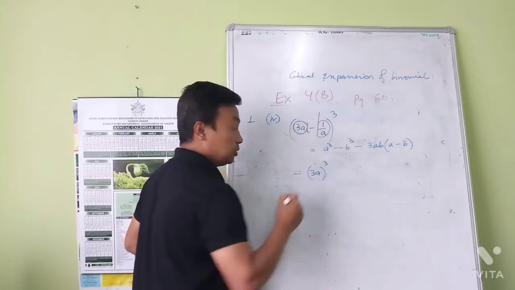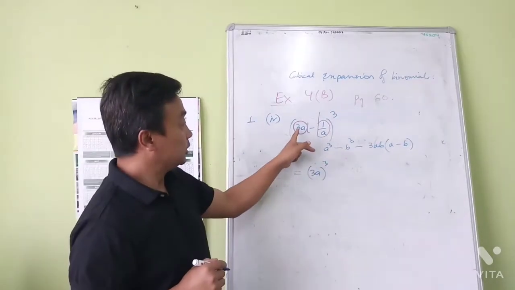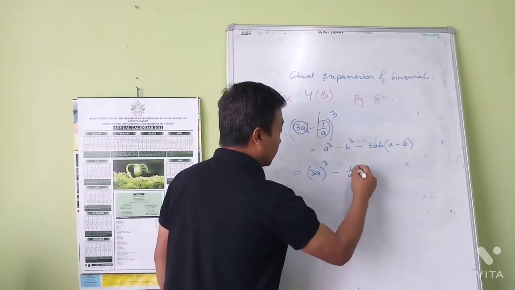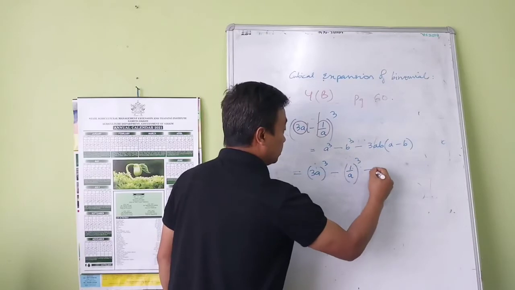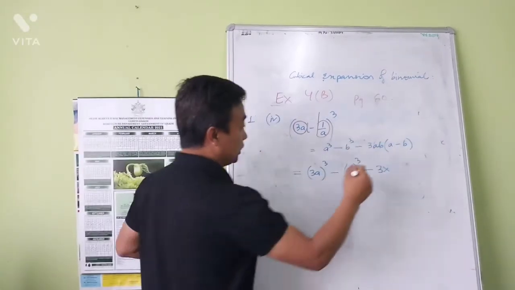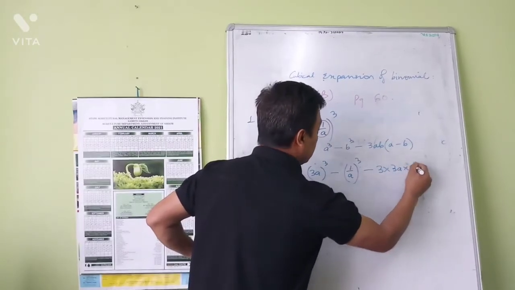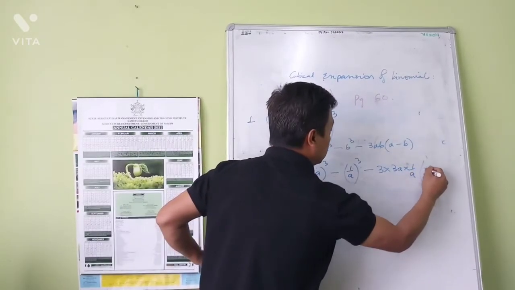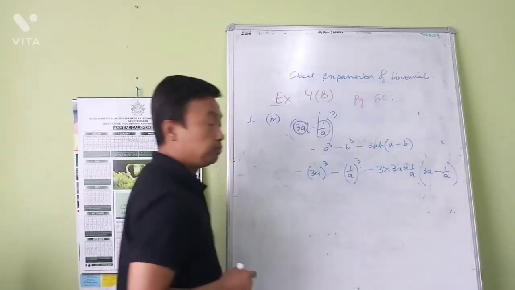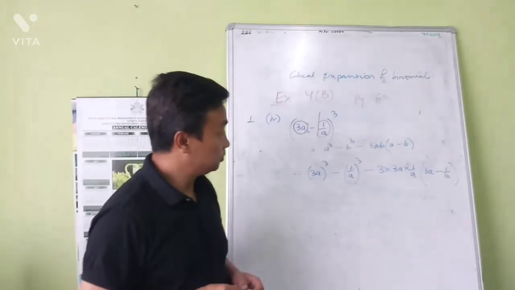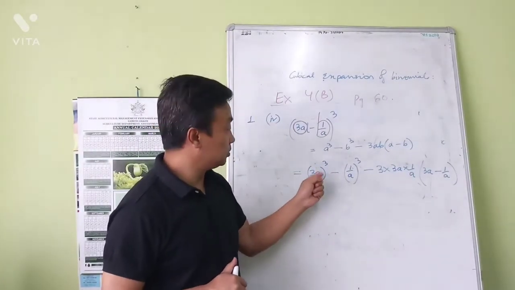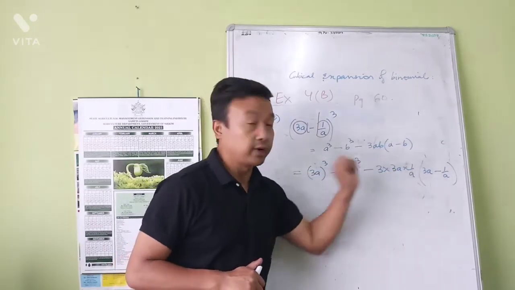(3a) cube. I have put it in the bracket because there are two terms here, 3 and a. Minus b is (1 by a) whole cube, minus 3, this is into the product, a is again 3a, b is 1 by a, bracket open, a is 3a minus b is 1 upon a. So here we have made use of the formula. Now it is very, very simple.